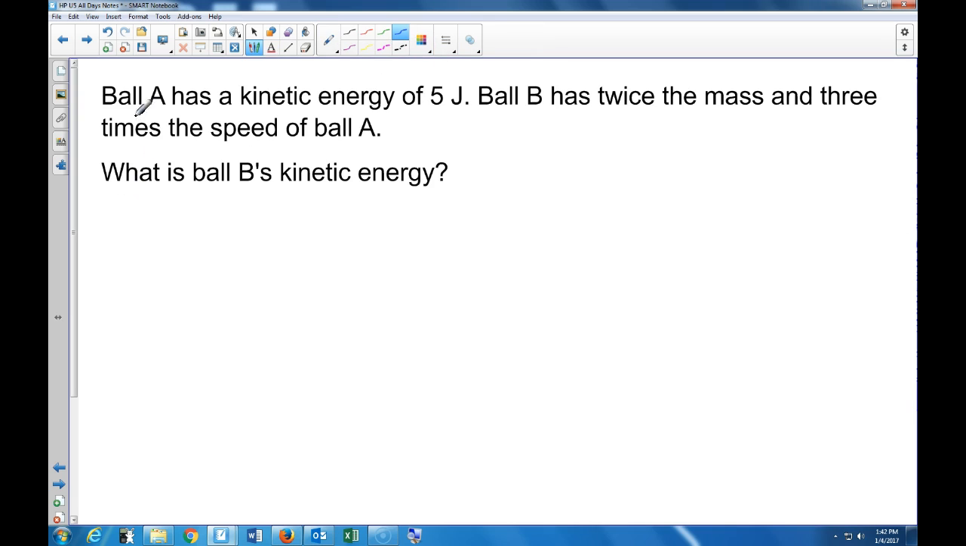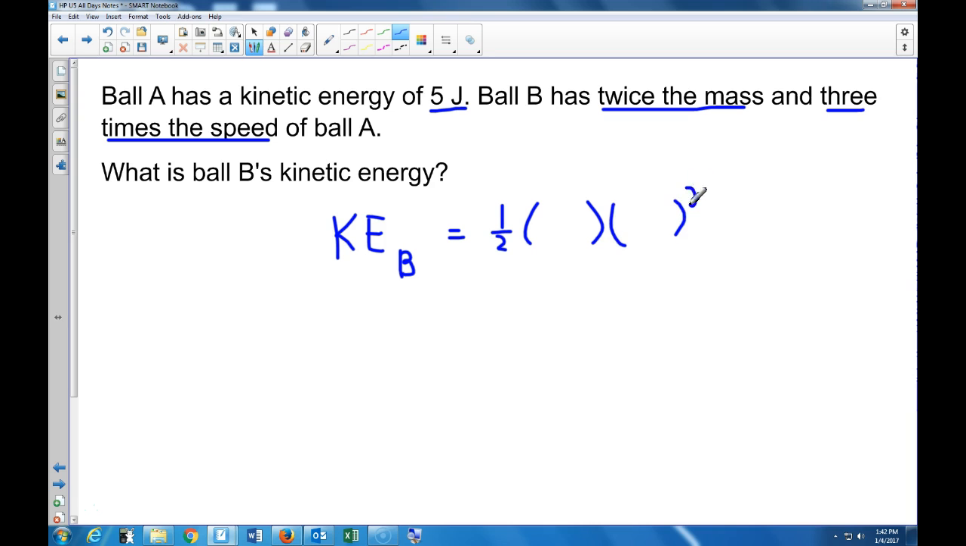So what if we have a problem like this? Ball A has a kinetic energy of 5 joules. They gave us the value. B has twice the mass and 3 times the speed of ball A. What is B's kinetic energy? Well, you could solve it the old way. The KE of ball B is 1/2 its mass times its speed squared. But the mass of B is twice A's mass, and the speed of B is 3 times A's speed.